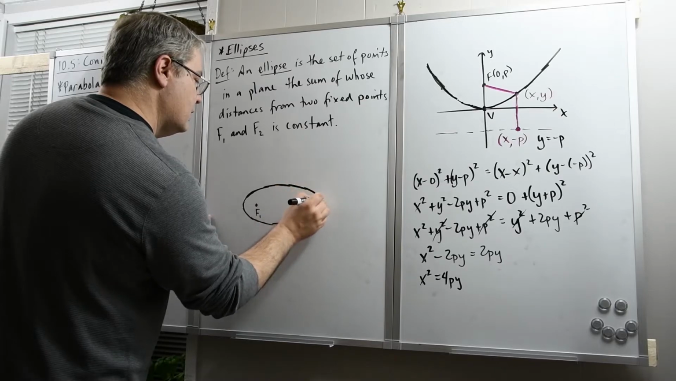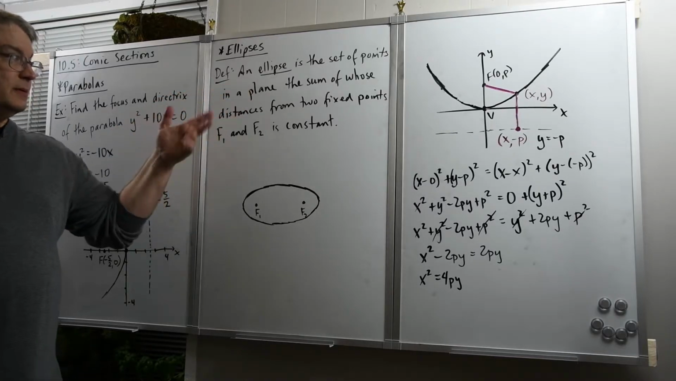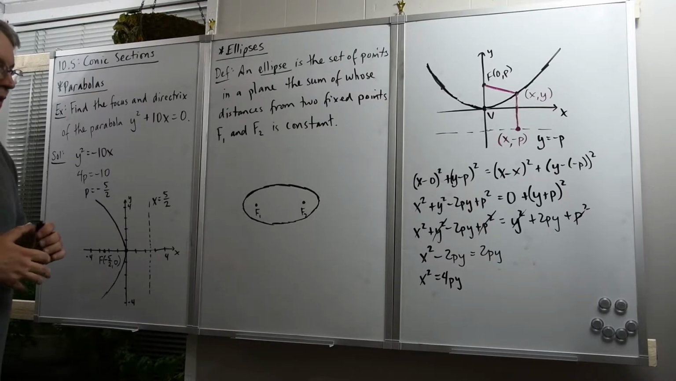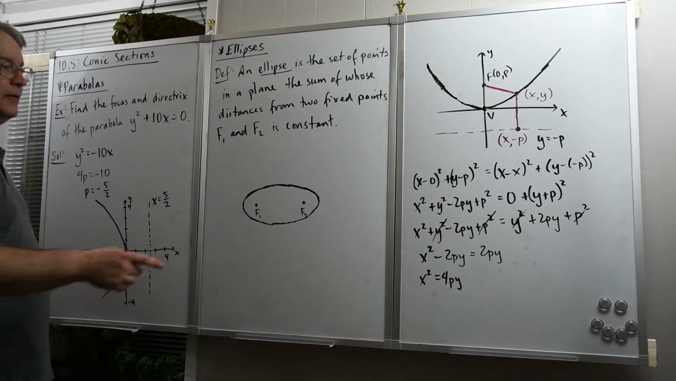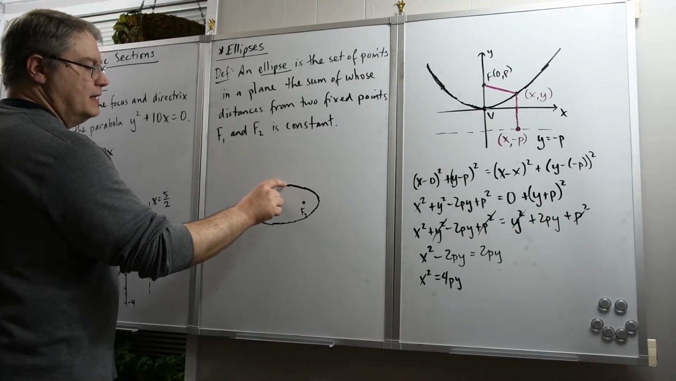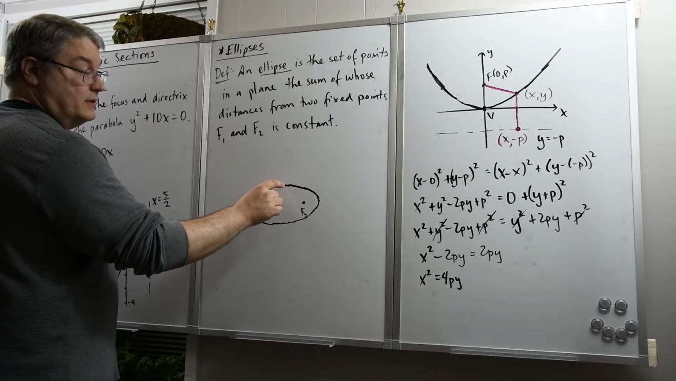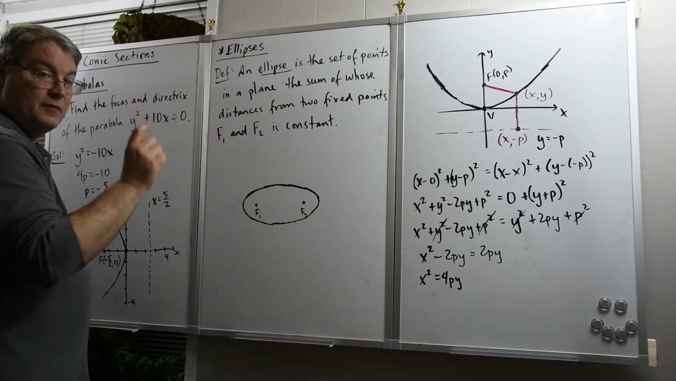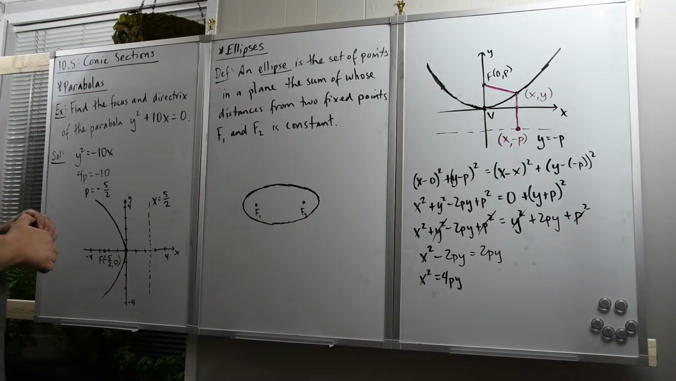So when we say that the ellipse is the set of points in a plane, the sum of whose distances from two fixed points, F1 and F2, is constant, then what we're saying is that no matter where we are on this ellipse, if we were to take a certain point and calculate the distance from that point to F1, calculate the distance from that same point to F2, and add those distances together, that sum is going to be constant no matter where you are on this ellipse.